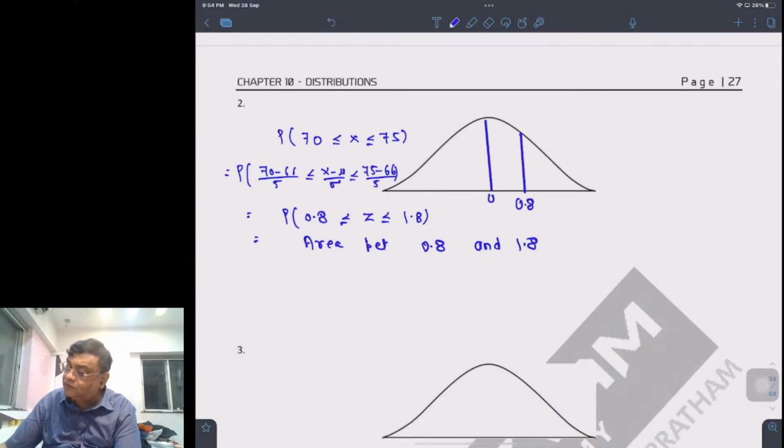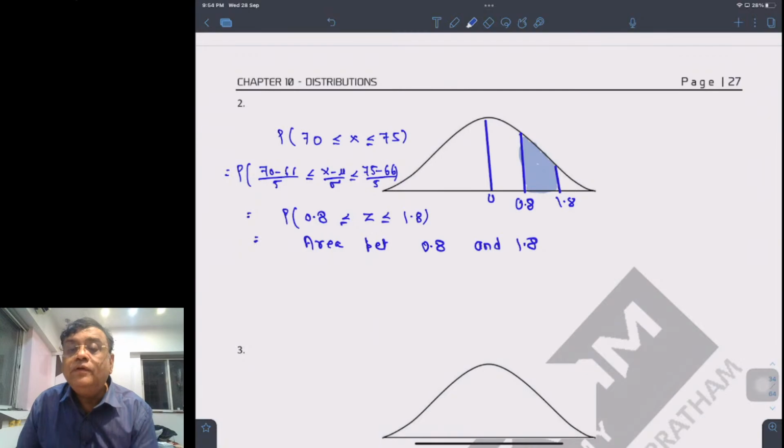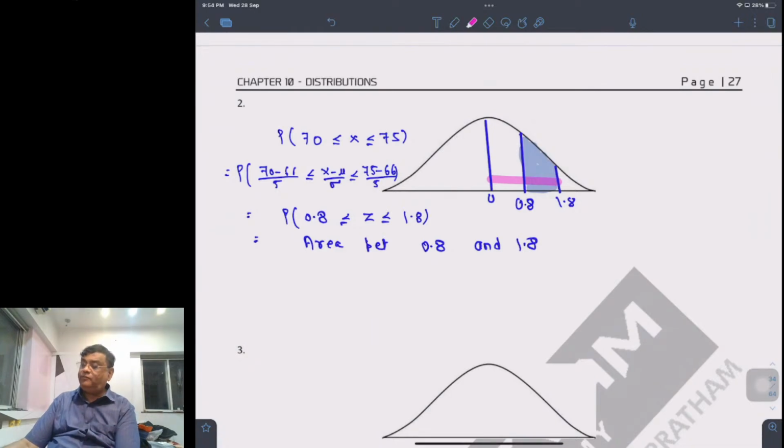Somewhere here you have 0.8, somewhere here you have 1.8. समझने की कोशिश करो. I want the area between these two values. That means I want this area. But my very simple question to you is, tell me, which area does the table give you? You know the table gives you area between 0 and something. So 0 to 1.8 will be found in the tables, and 0 to 0.8 will also be found in the tables.